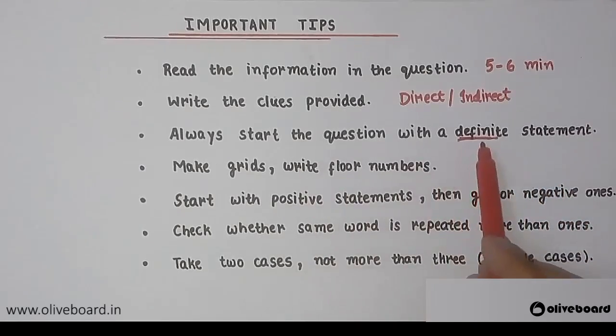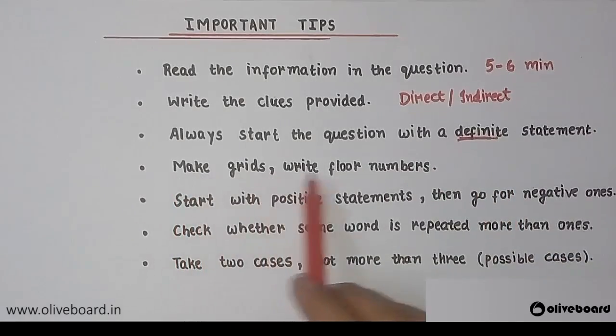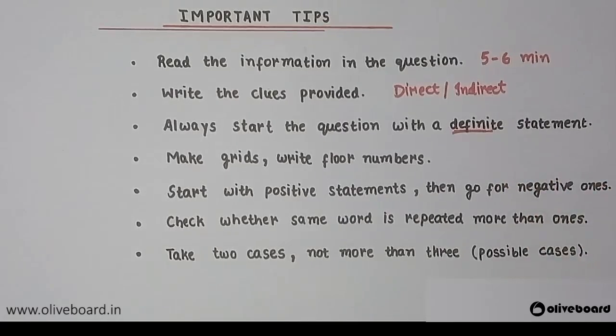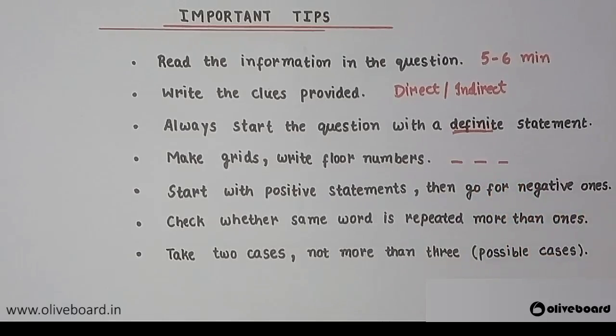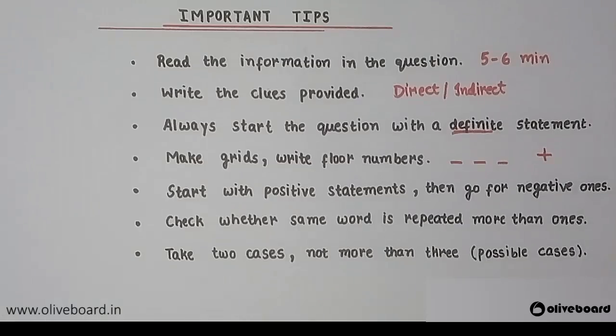So always start your question with a definite or a positive, or you can say an assertive statement. Now the next step is make grids, write floor numbers. Okay, so what does that mean? As soon as you understand what the question is about, if the question is about circular arrangement, then quickly make a circle. If the question is about linear arrangement, then quickly make lines like these. If the question is about direction, then make sure to make a direction chart like these. Although these are very small points, ultimately these things actually save your time.